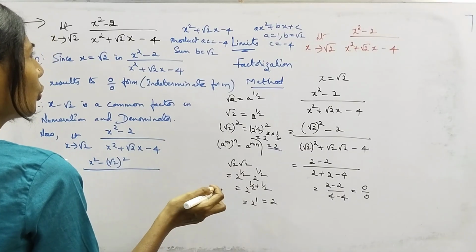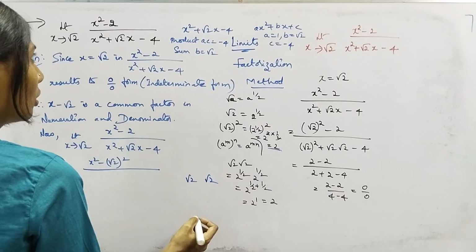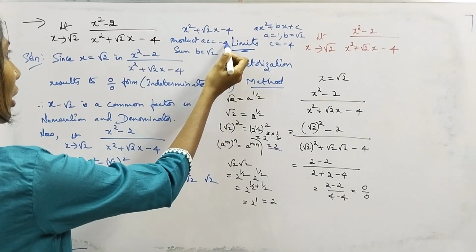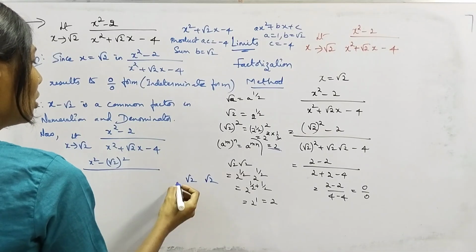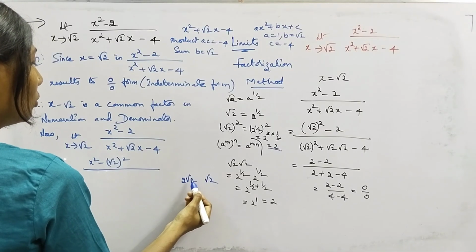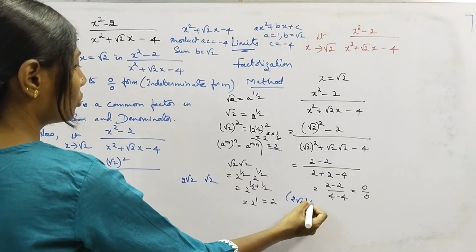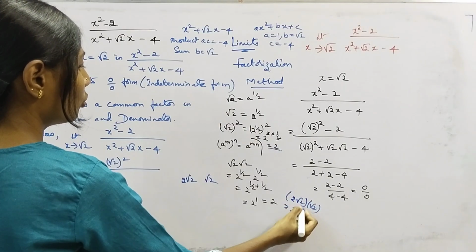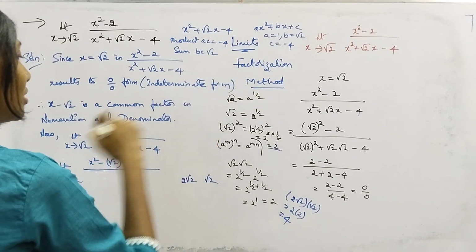So we know that root 2 into root 2 is 2, right? But here we need minus 4, right? So, okay, if you take 2 root 2 into root 2, you'll get 2 into root 2 into root 2, which is 2 into 2, giving us 4. But we need minus 4.